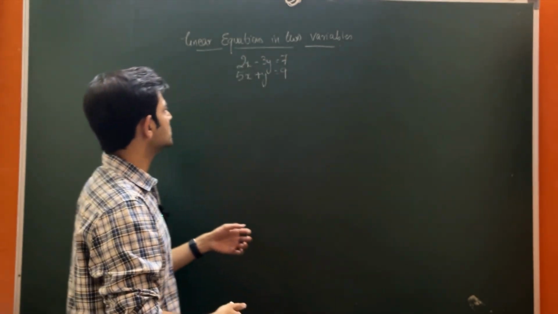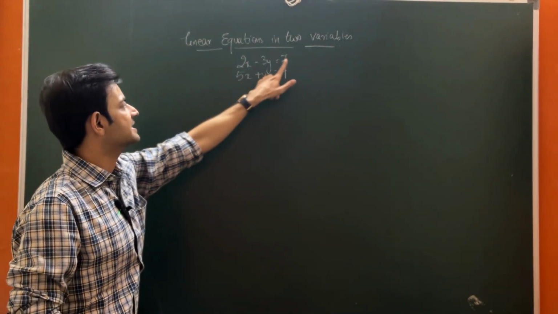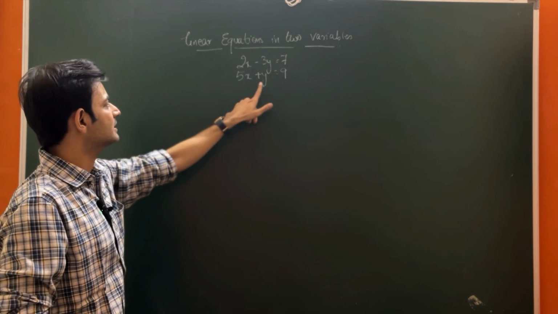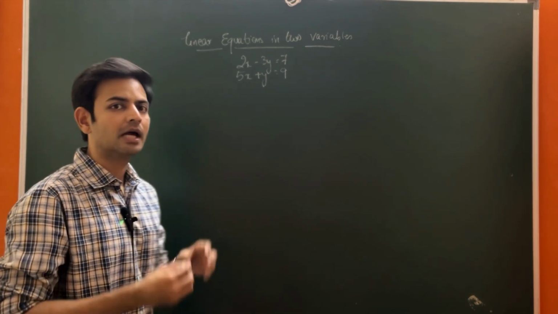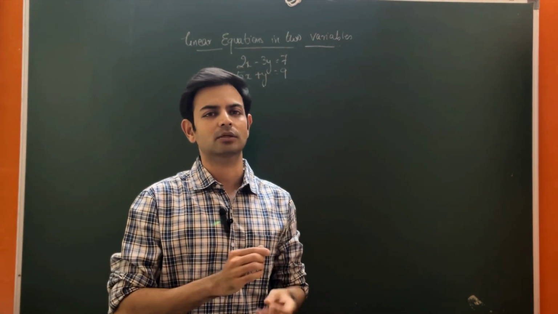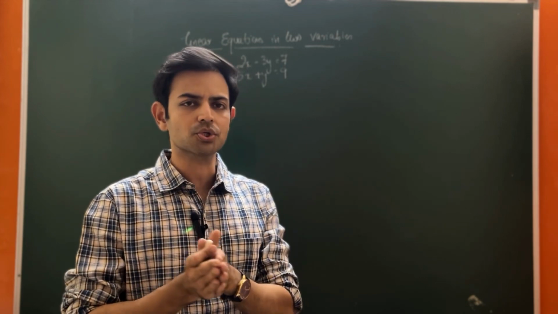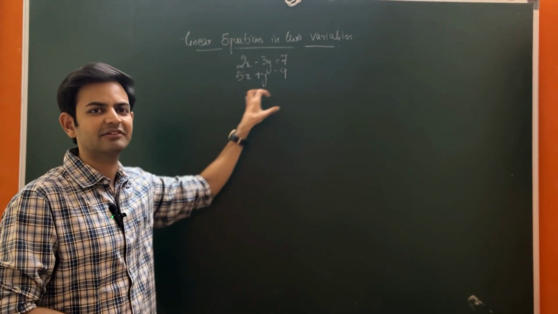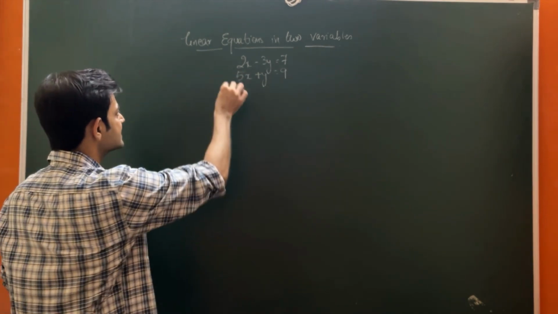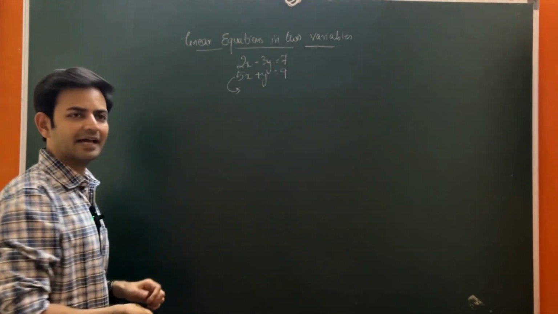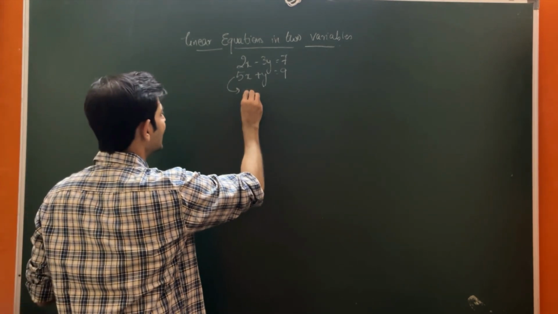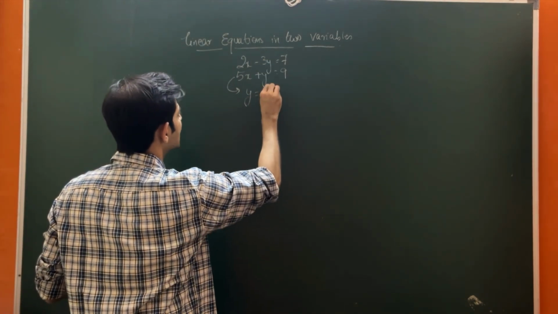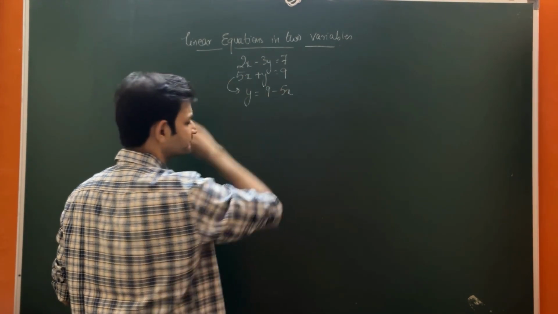So we have taken a question that 2x minus 3y is equal to 7 and 5x plus y is equal to 9. First of all, we'll go by the method of substitution. So for substitution, we take one of the equations and we put one variable in the form of the other. So let me just take this one, 5x plus y is equal to 9. So I can write here y is equal to 9 minus 5x.